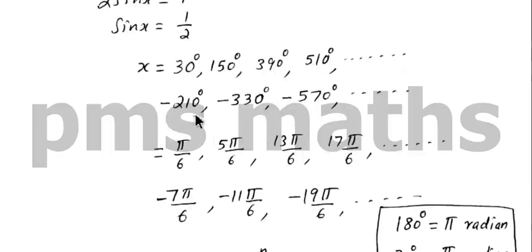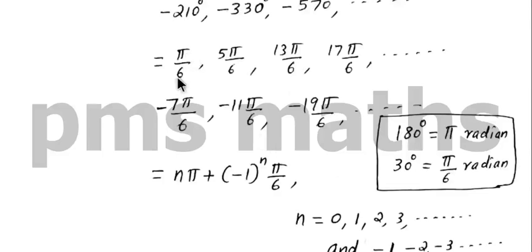Then minus 7 pi by 6: minus 7 into 30 degree is nothing but minus 210 degree. Then minus 11 pi by 6 is nothing but minus 11 into 30 degree, which is minus 330 degree. Here minus 19 pi by 6: minus 19 into 30 degree is nothing but minus 570 degree, etc. Now from pi by 6 to the last, and from minus 7 pi by 6 to the last, we can write generally n pi plus minus 1 whole raised to n, into pi by 6.